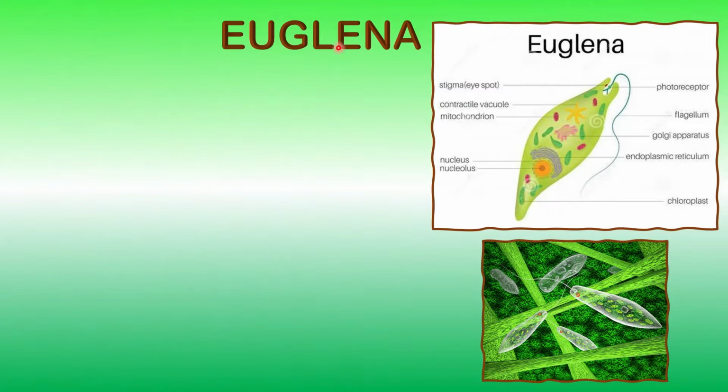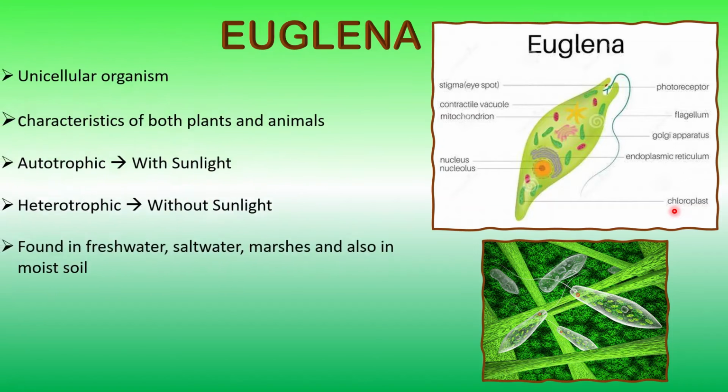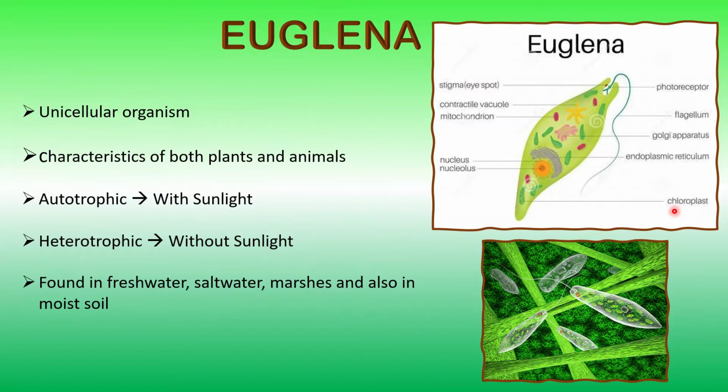Are you eager to know about Euglena? Euglena is basically green in color due to the presence of chlorophyll, which is present in the chloroplast. Euglena is a unicellular organism. It carries out all its functions with only one cell.